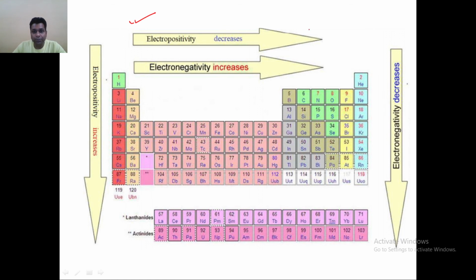Okay, so this is a very common topic. People sometimes understand this, but from the conceptual point of view, sometimes they miss the small things. That's why I have discussed this, and actually this is a very important topic. It seems to be very simple, but as I told you, it is very important for all three parts of chemistry. So this was all about the lecture on electronegativity and electropositivity trends in the periodic table.